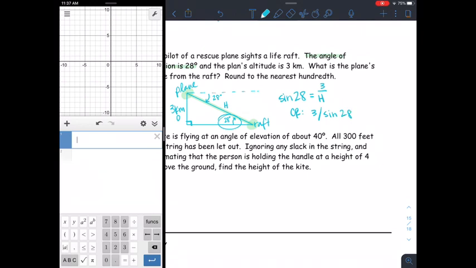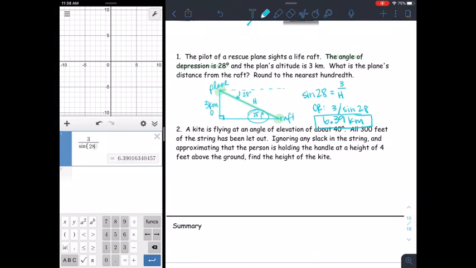Just a reminder again, please make sure that you are in degree mode. So 3 divided by the sine of 28 is 6 point, says round to the nearest hundredth, 39. Make sure that you put in your units, kilometers.